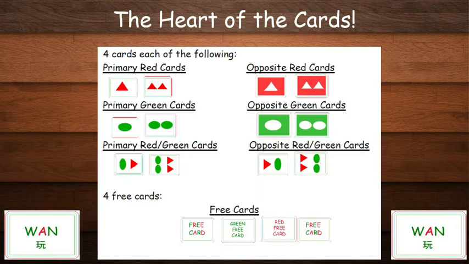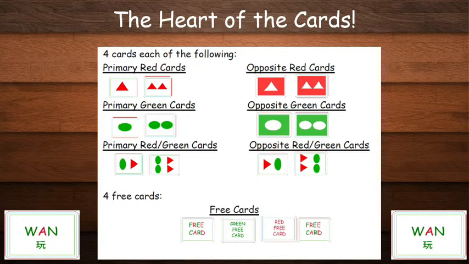So here are the cards, and you probably have been seeing some of the cards going on the screen back and forth over there. But here are all the cards together. Now notice that I have triangle cards and circle cards and a mixture of the two. You guys see that? Now every card has an opposite, except for the free cards.